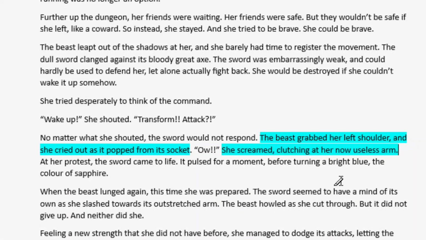It shows how the beast is responding to a certain situation. Here are some more examples of this in action. Next, I want to show you some examples of showing the senses during a battle scene.